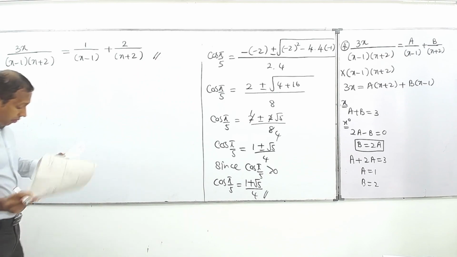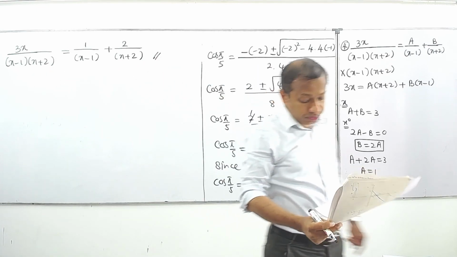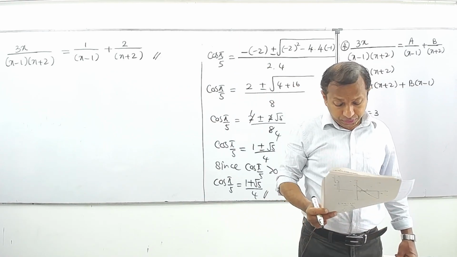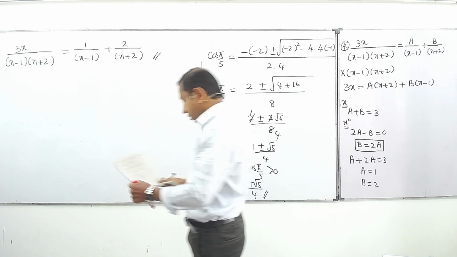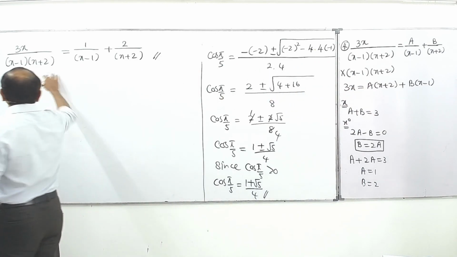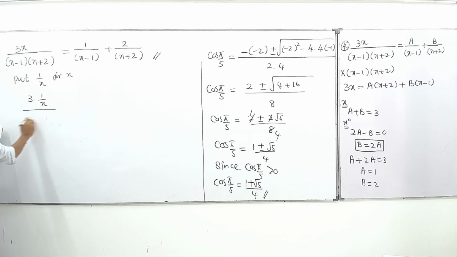Right, now asking what? Hence find the partial fractions of this. 3 upon x minus 1, 2x plus 1. Right. So to take this, what I do is here, in the left and right, replace this x by 1 over x. Put 1 over x for x. So to get 3 into 1 over x, 1 over x minus 1, 1 over x plus 2.